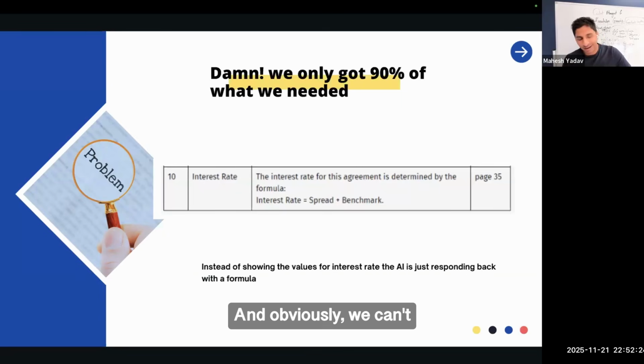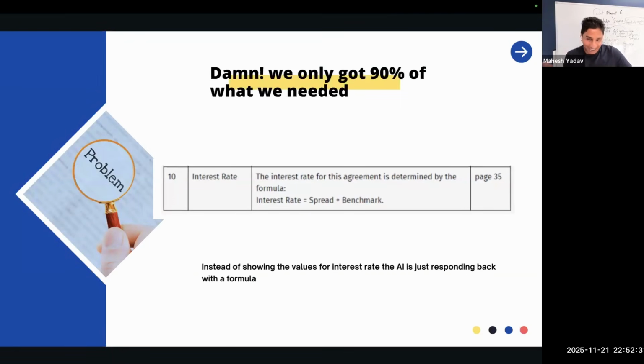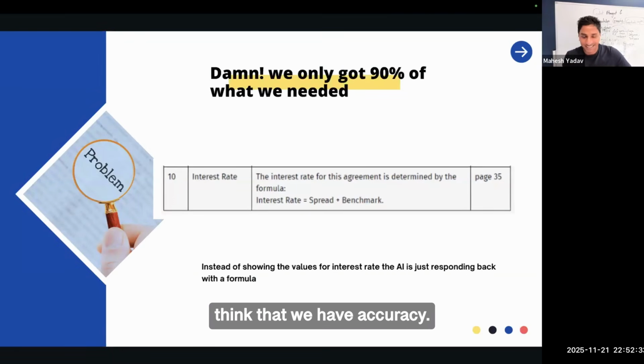And obviously we can't fool them, because the idea is that we want to give it to them and then leave, and they want to use it. After that, they think that we have accuracy, and if we don't, that's the other problem. Good, you see the problem? We are not getting what the interest rate is.